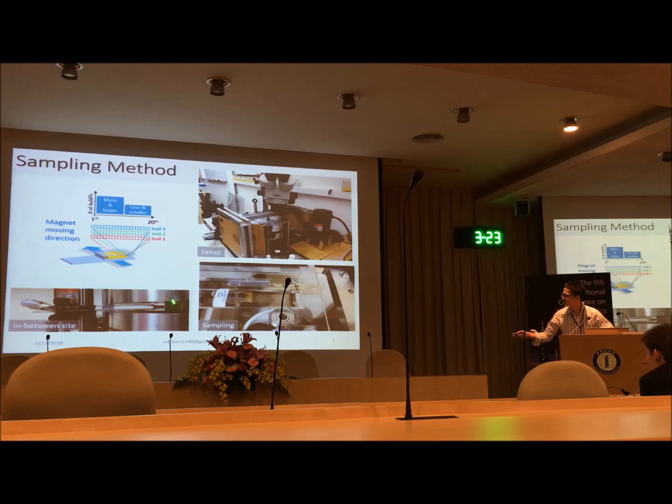And this is our setup for the in-between site. And this is our sampling method. We use a microscope to take pictures in each section and calculate the size and number of gold microplates. And this is our setup: a motor drives a rotor with a belt, and there's a microscope on top of this so that we can observe the result.